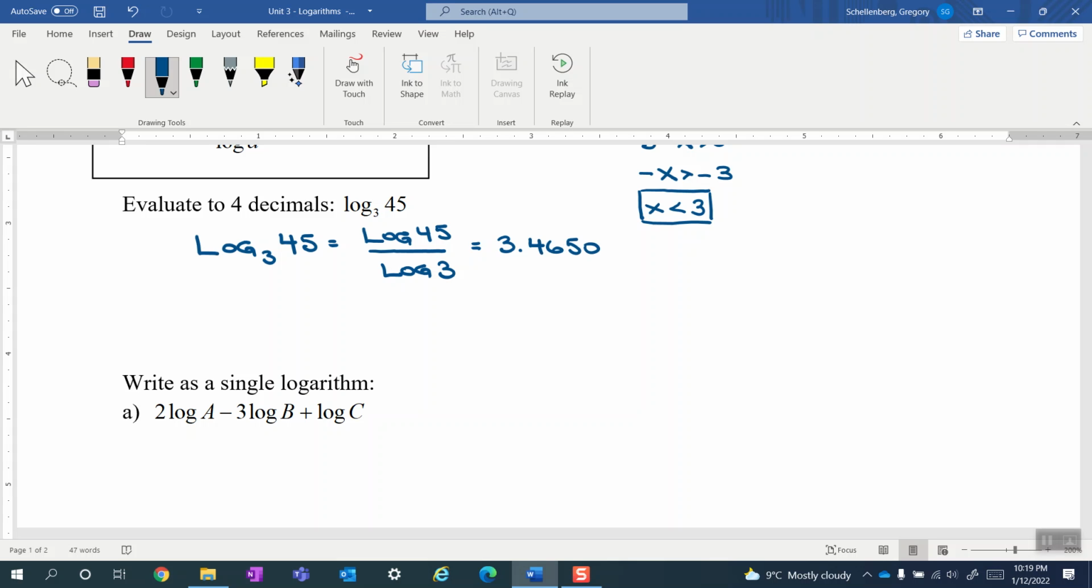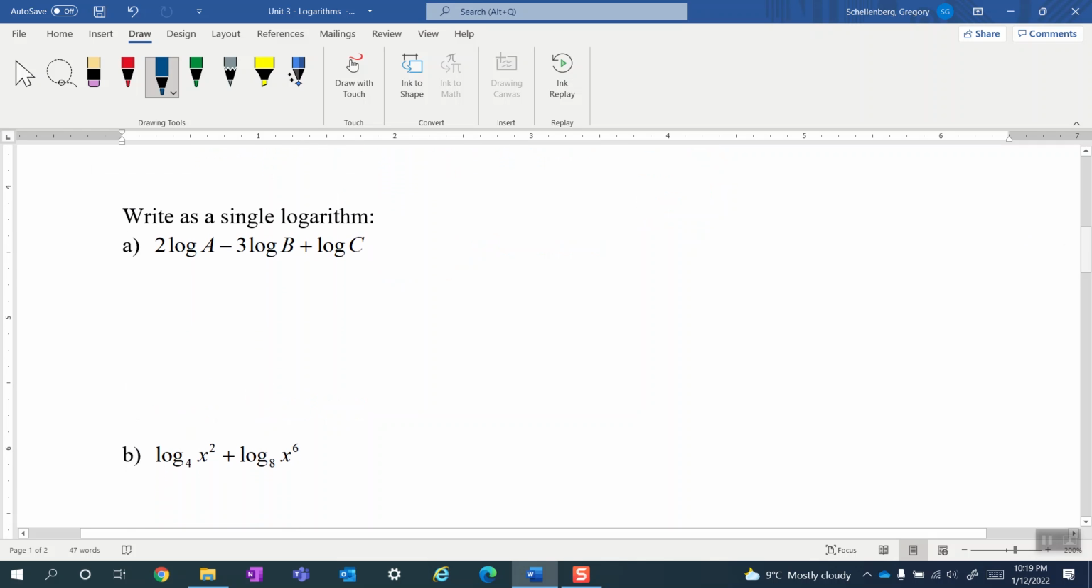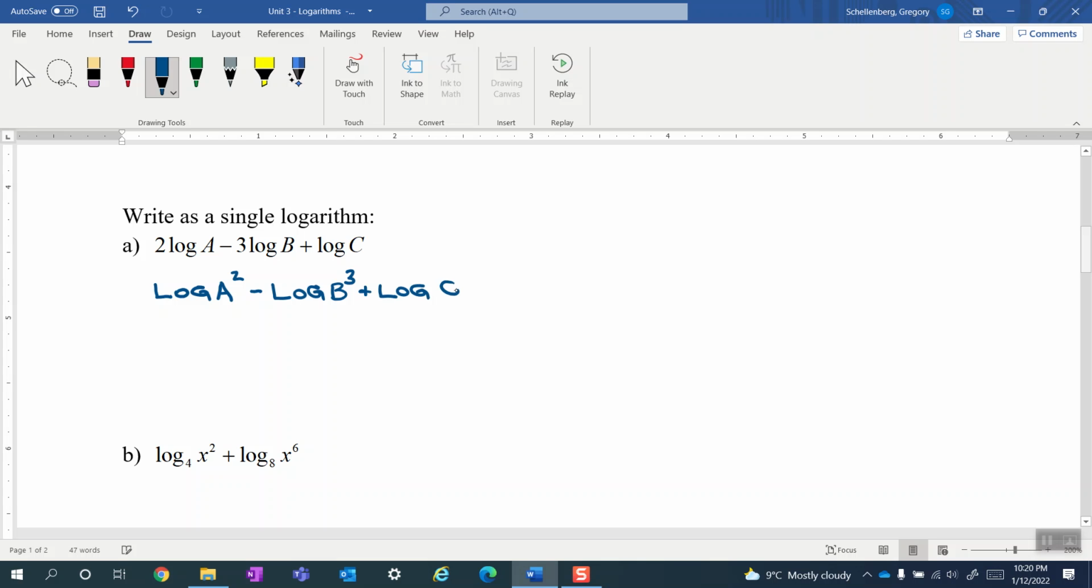The next one we want to write as a single logarithm, so we're going to combine these using our log laws: multiplication law, division law, power law. The first thing I'll do is use the power law. I'm going to rewrite 2 times the log of a as the log of a squared, and then minus 3 times the log of b, we'll write that as the log of b cubed, and then plus the log of c.